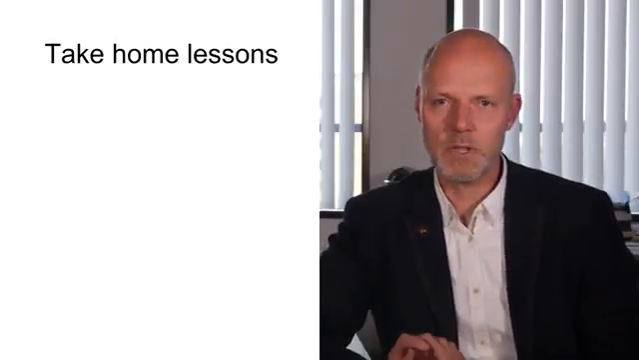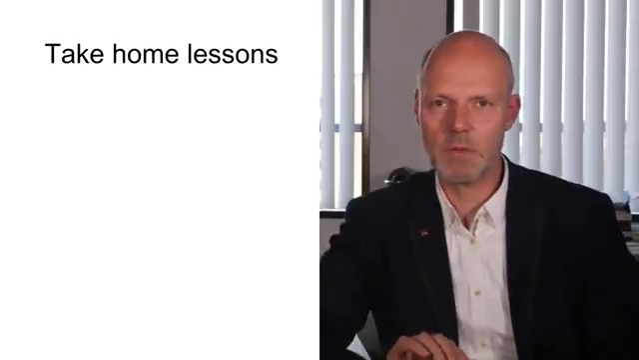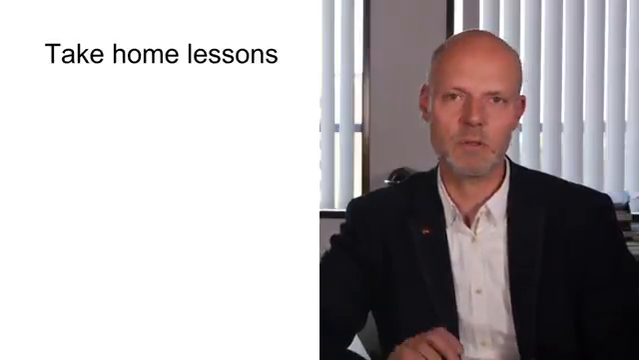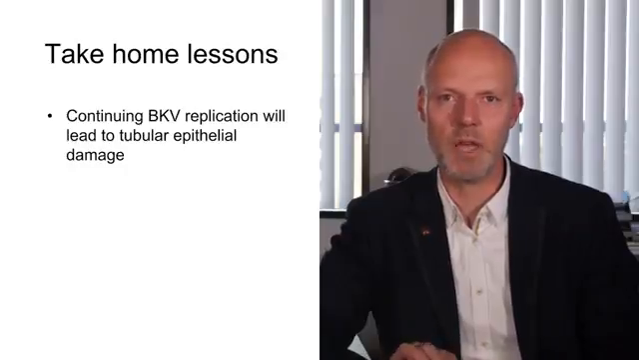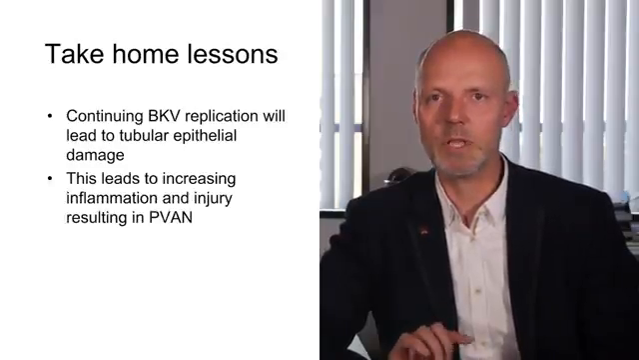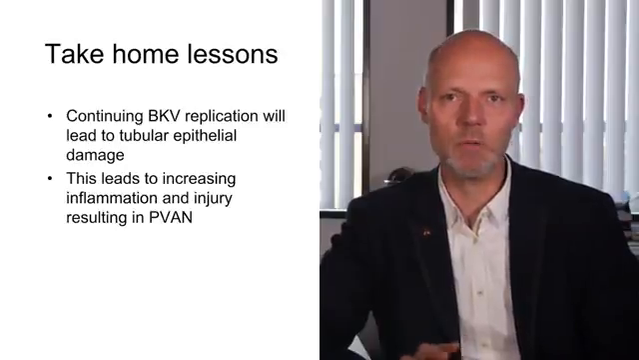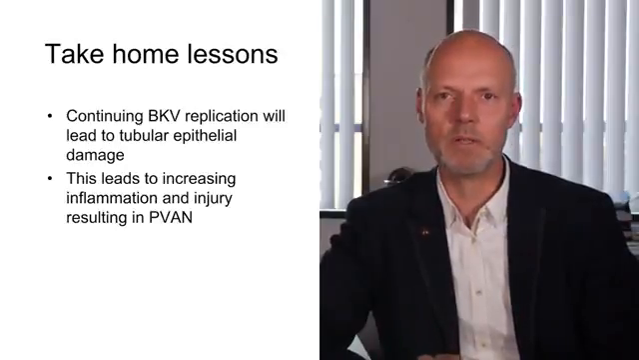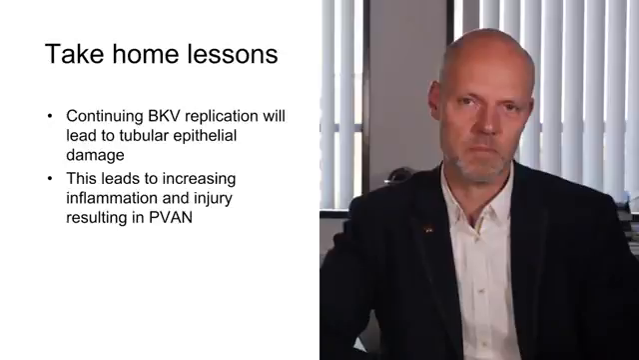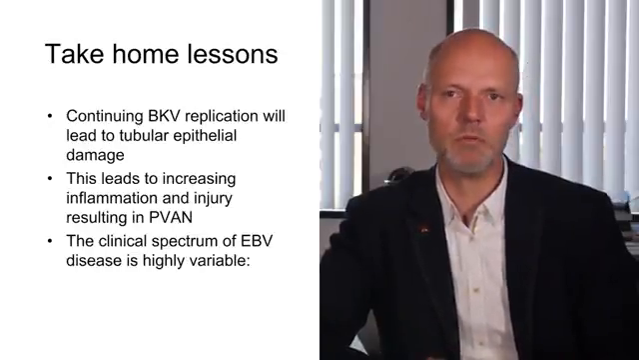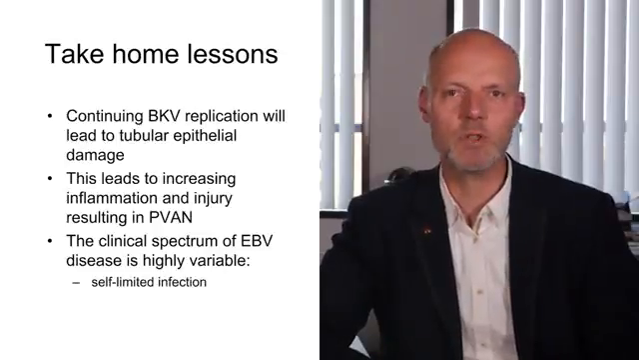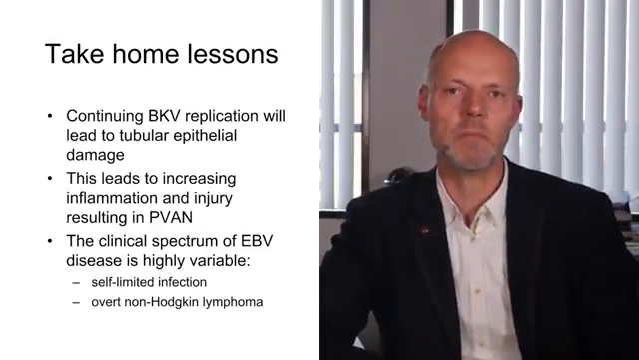If there's insufficient recruitment of BK virus-specific cytotoxic T cells, continuing BK virus replication will lead to protracted tubular epithelial damage. This leads to increasing inflammation and injury, resulting in what is called polyoma virus-associated nephropathy. The clinical spectrum of EBV disease is highly variable, ranging from self-limited infection to overt non-Hodgkin lymphoma.